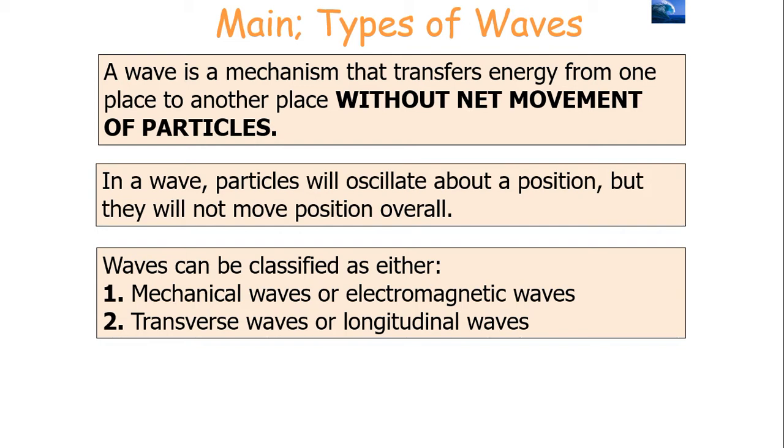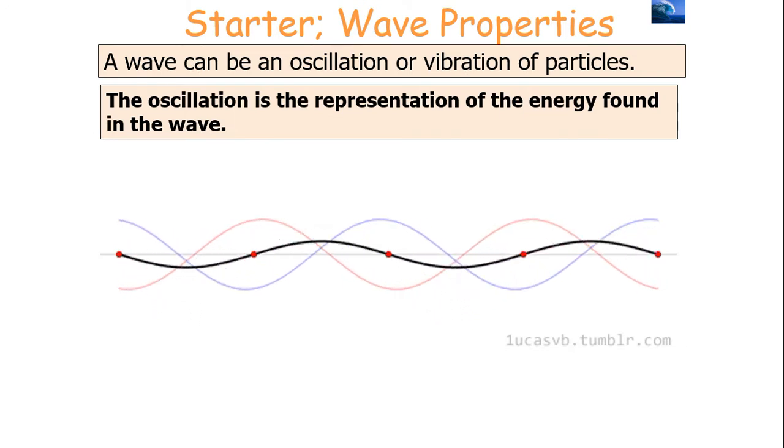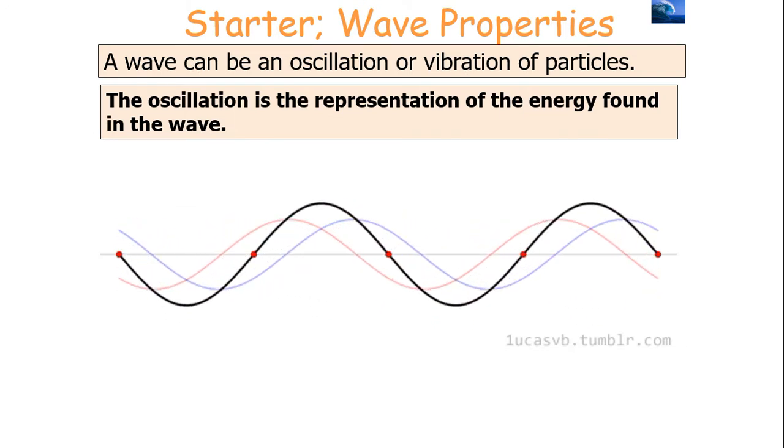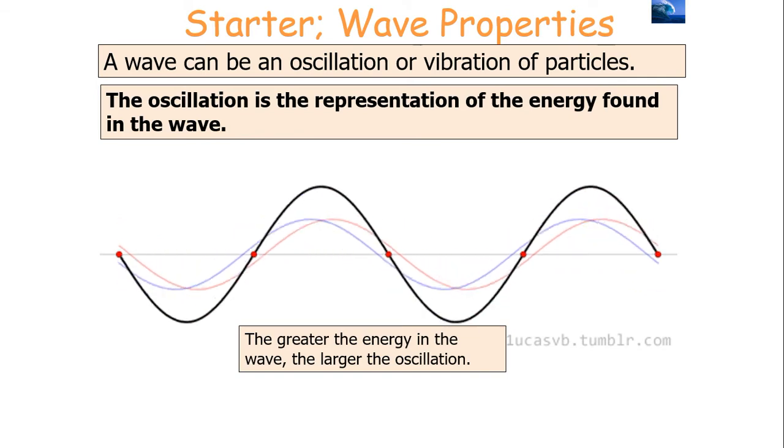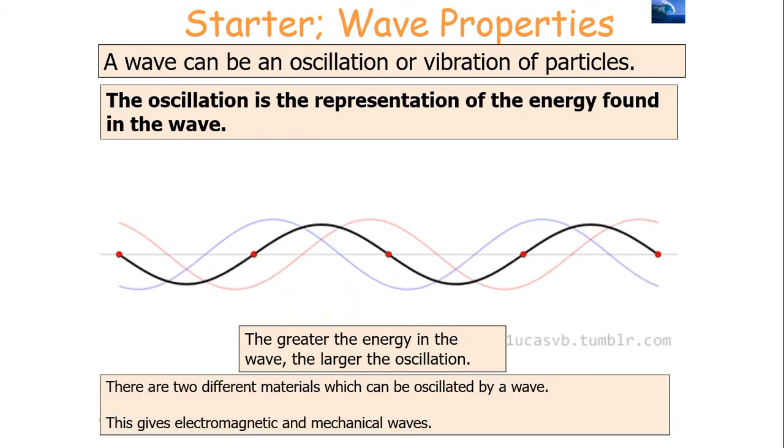We can classify waves into one of two categories. It will either be mechanical or electromagnetic, and it will either be transverse or longitudinal. Just to remember, the oscillation of a wave represents the energy found in the wave. The greater the energy in the wave, the larger the oscillation.